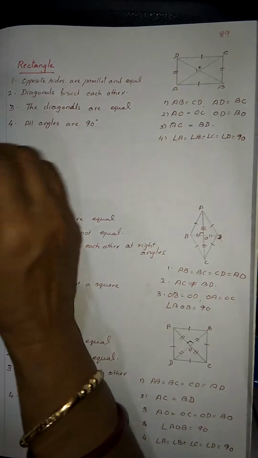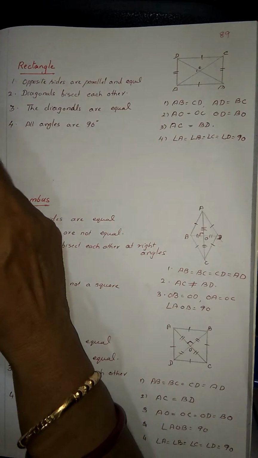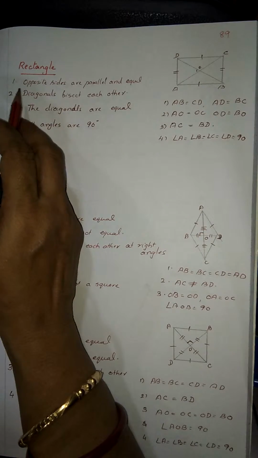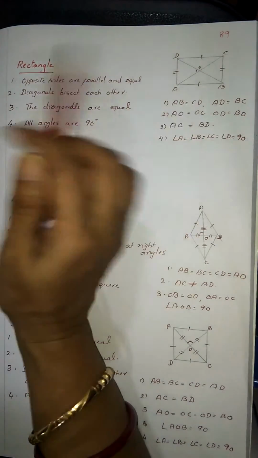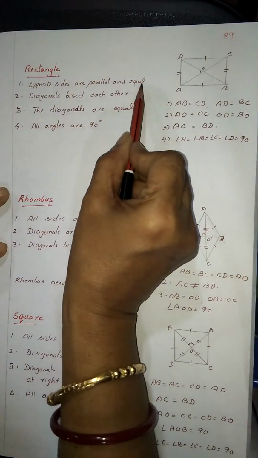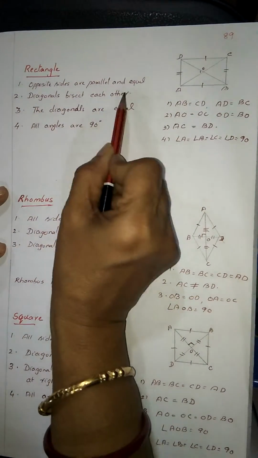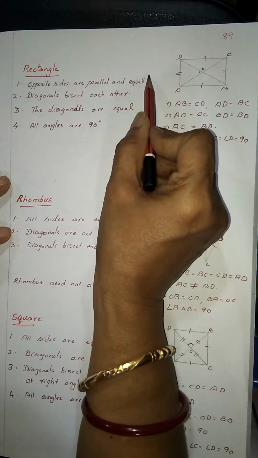The properties are: the opposite sides are parallel and equal, opposite angles are equal, and diagonals bisect each other. All these, so opposite sides are parallel and equal, diagonals bisect each other. They are all the properties of a parallelogram.